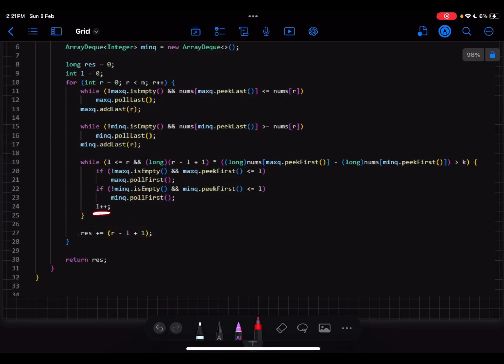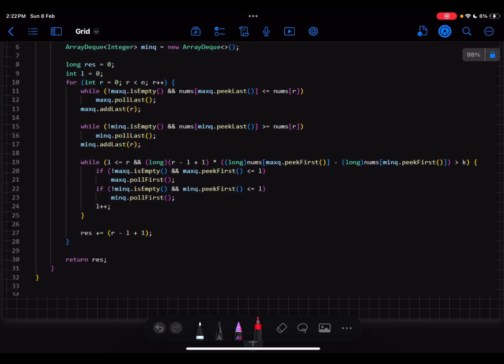Now for incrementing our L, we need to make sure that L always remains less than or equal to R, a base case in questions where we are applying sliding window. And also, we need to remove from our max and min DQs any value less than or equal to L. So if the first value in max Q is less than or equal to L, we remove it. Similarly, in the min Q, if it is less than or equal to L, we remove it. And then we increment our L.